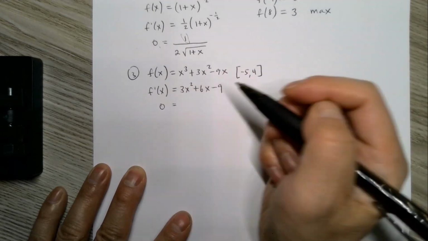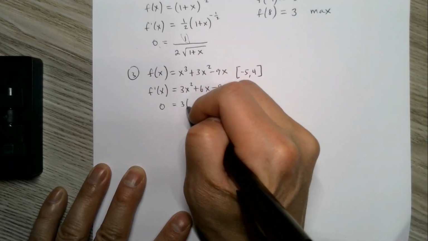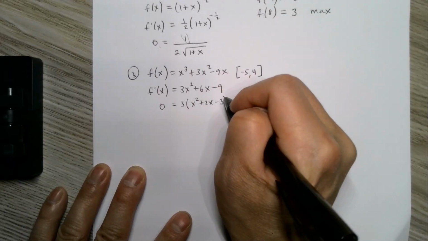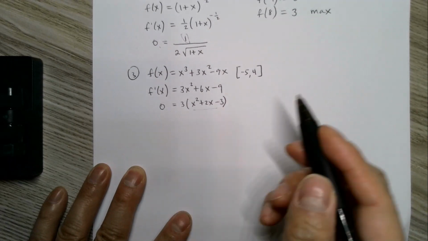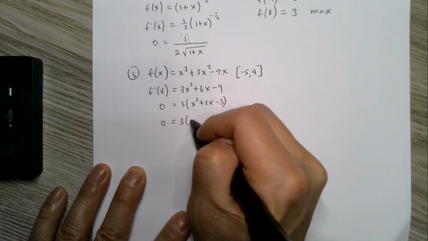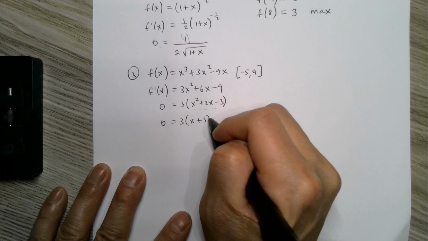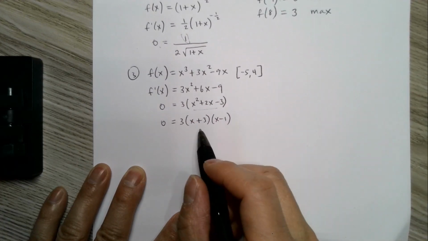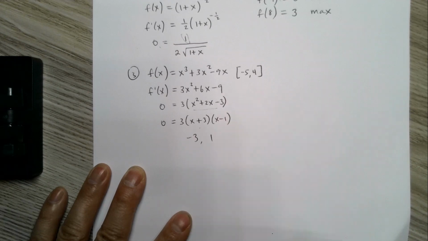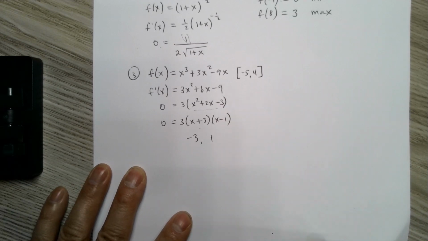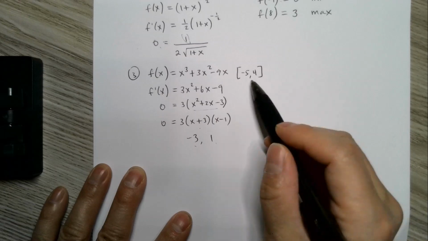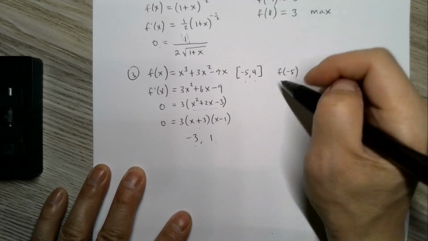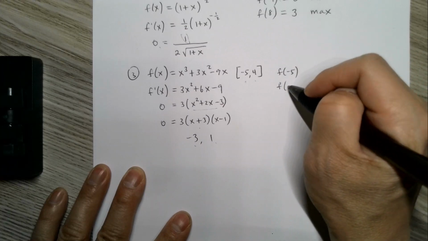Setting it equal to 0 and taking out a 3. And that is factorable. So I will get two critical numbers, -3 and 1. So I have 4 numbers to test, the -3 and 1, and my 2 endpoints. So putting these in order from least to greatest.